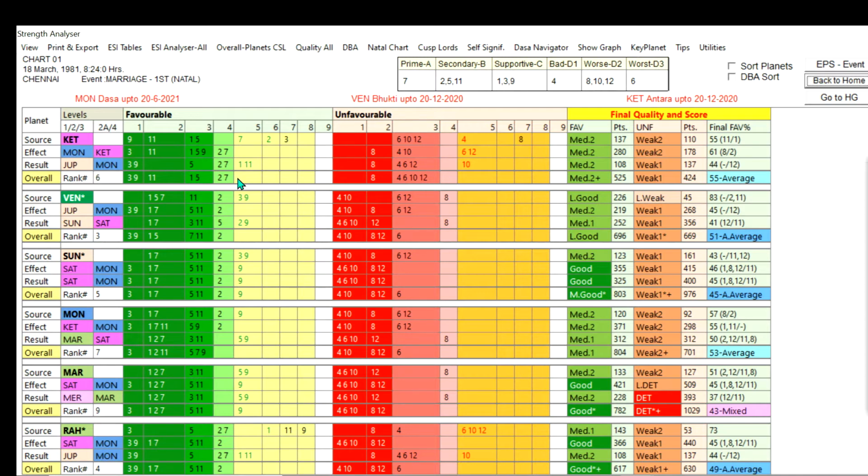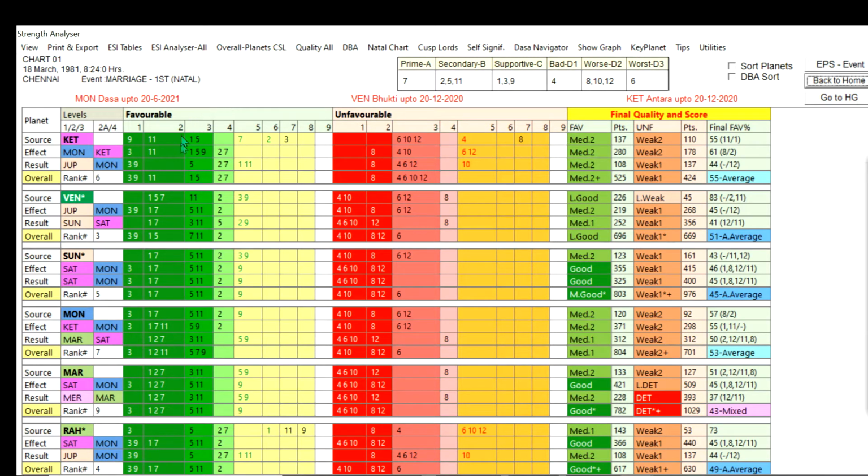But I have clearly explained in the ebook the merits and demerits of this analyzer, and how we have to analyze. You can see on the right hand side the quality table, that is the final quality and score. In this we can easily see the favorable side at each level. Ketu has got medium 2. Moon and Ketu combination has got medium 2 on the favorable side. Jupiter and Moon has got medium 2 on the favorable side. It means under favorable, it has got medium good qualities, low good qualities, medium 1 quality, medium 2 qualities. Then there is some low, medium also there.